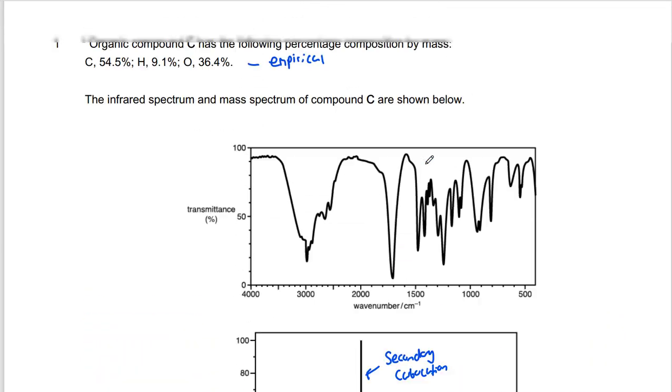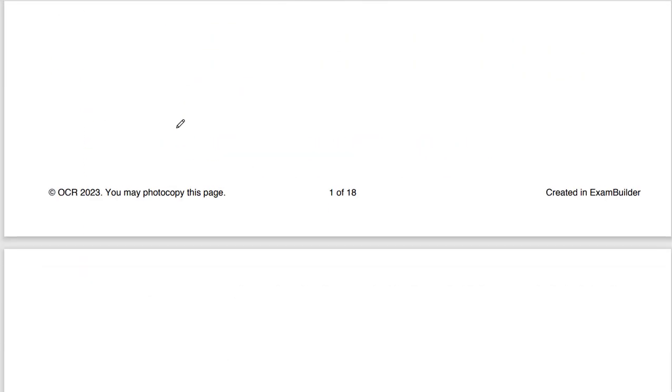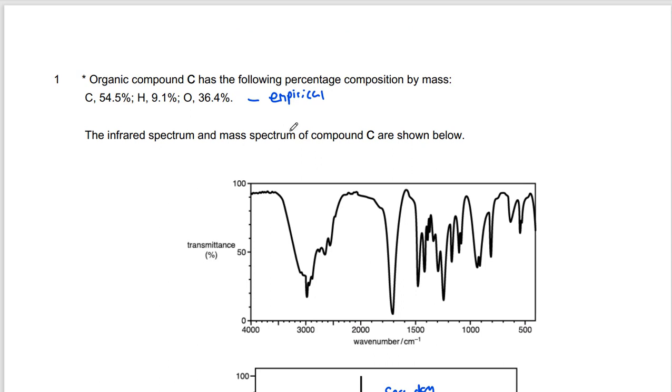Now, the way I think that you should do this is essentially work it through. So I'm not going to use all these answer lines down here to do it in order. I'm going to show you what to do and how to write it down and set out your answer. So the first thing you do in all these questions, work out the empirical formula. Why? Because it tells you what the molecular formula is in a few steps time. So let's work out the empirical formula.